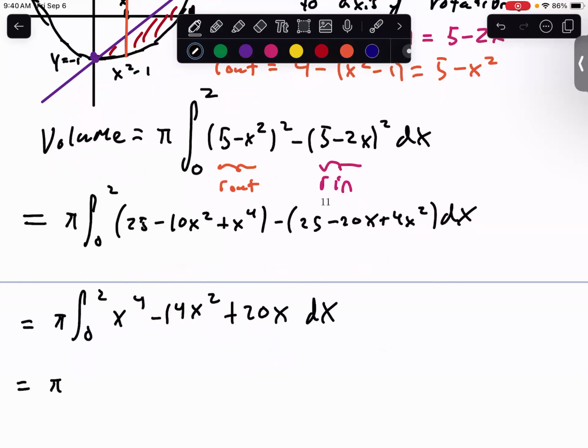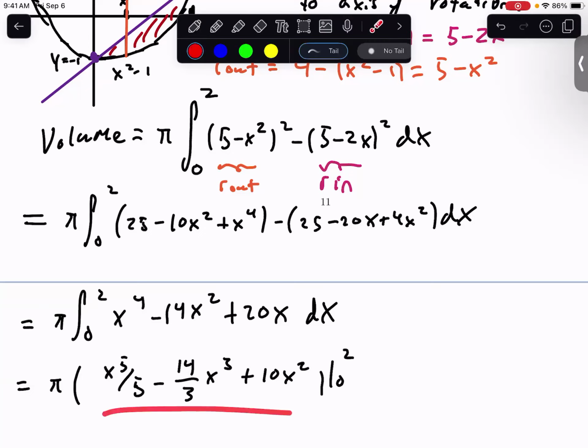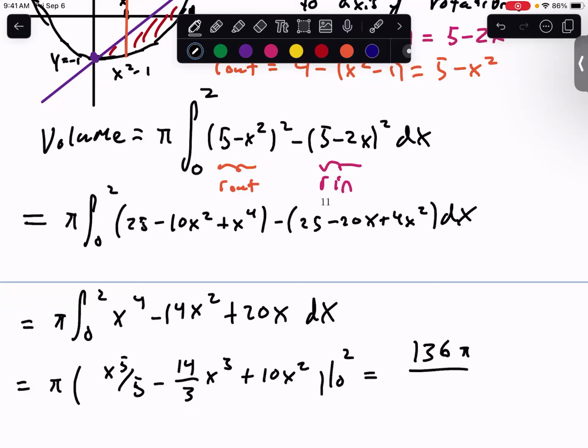And then from here, it's just a matter of using the power rule. So this is pi times the integral, we're actually doing the integral now, so we don't need to write it out. So this is x to the 5th power over 5 minus 14 over 3 times x cubed plus 10x squared. Then you evaluate from 0 to 2. So you just have to plug in 2, right? If you plug in x equal to 0, everything goes to 0. And so this should be equal to 136 pi over 15.